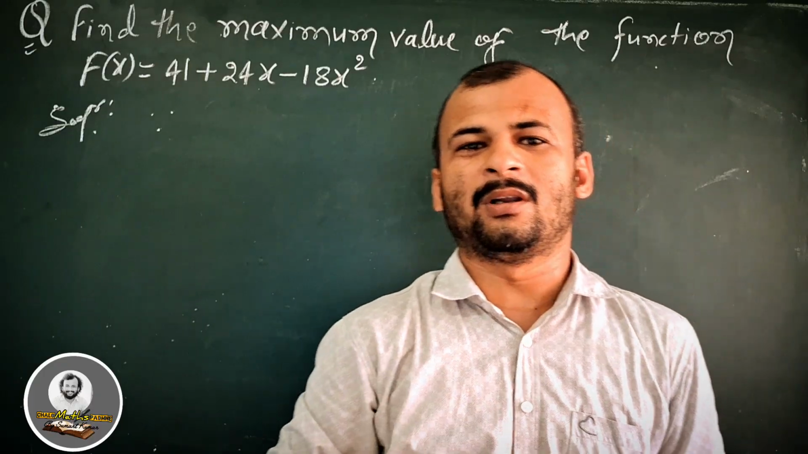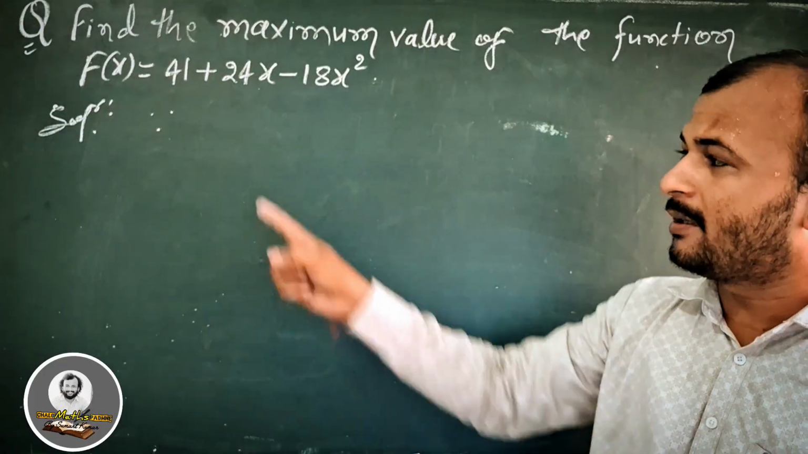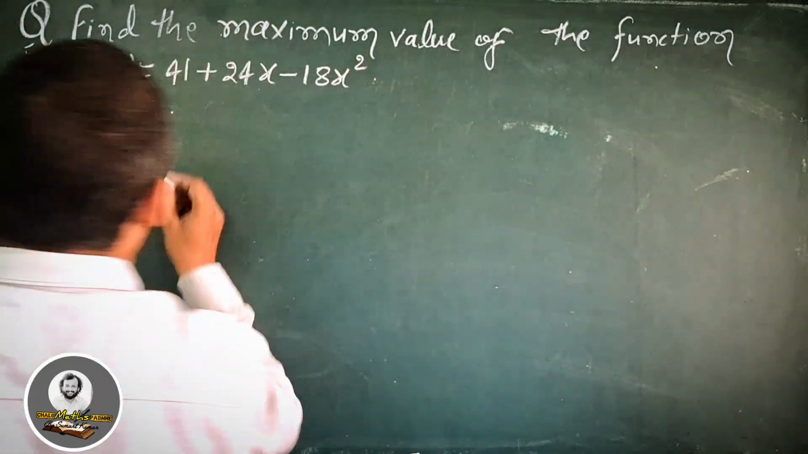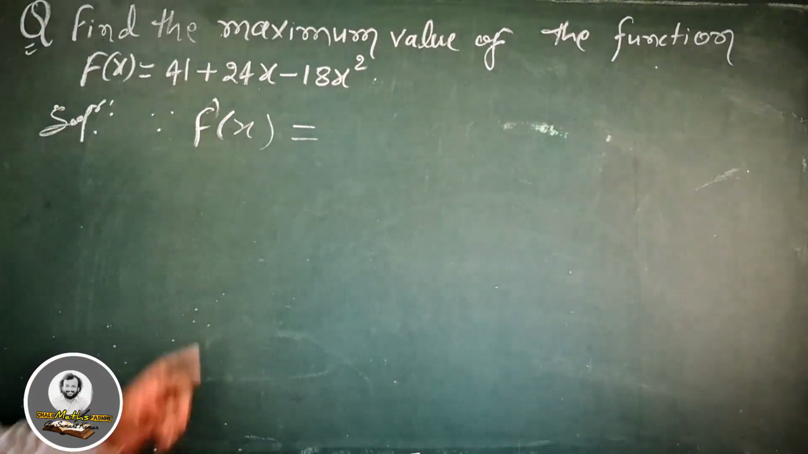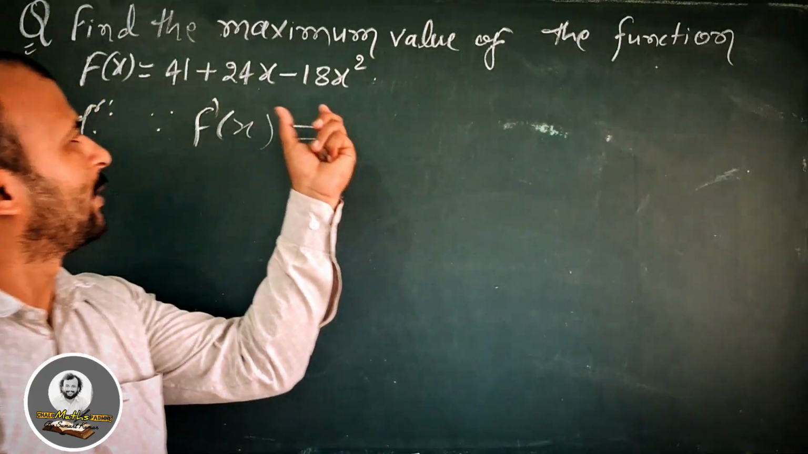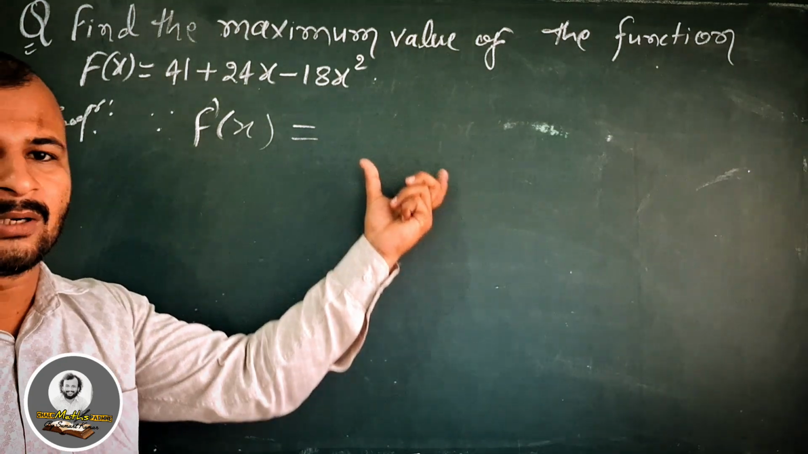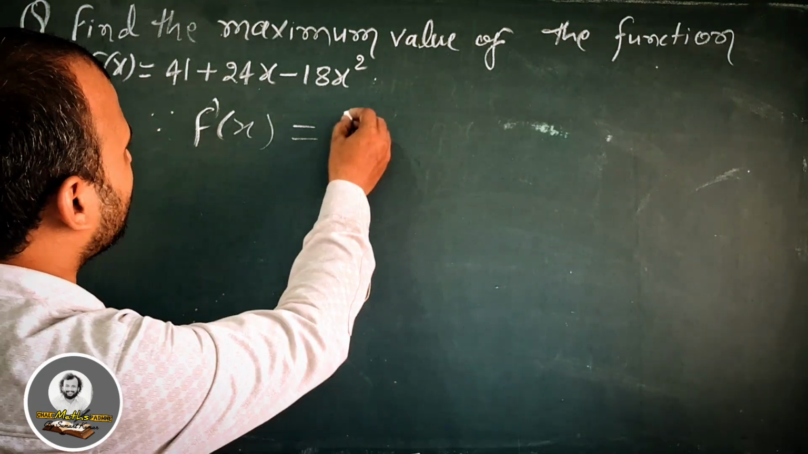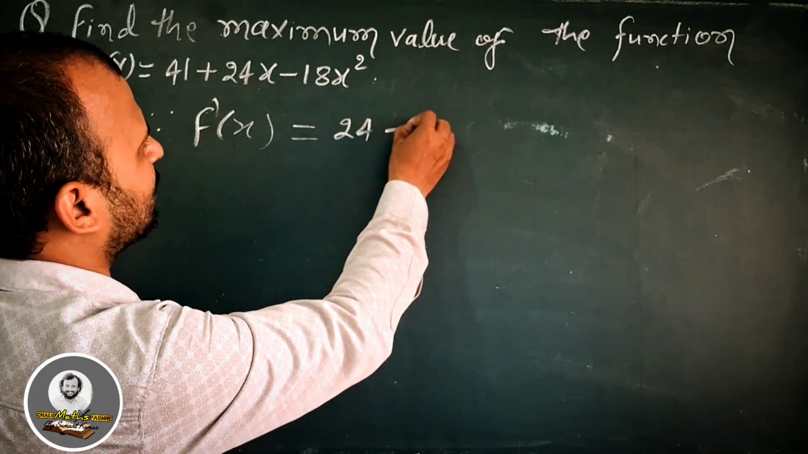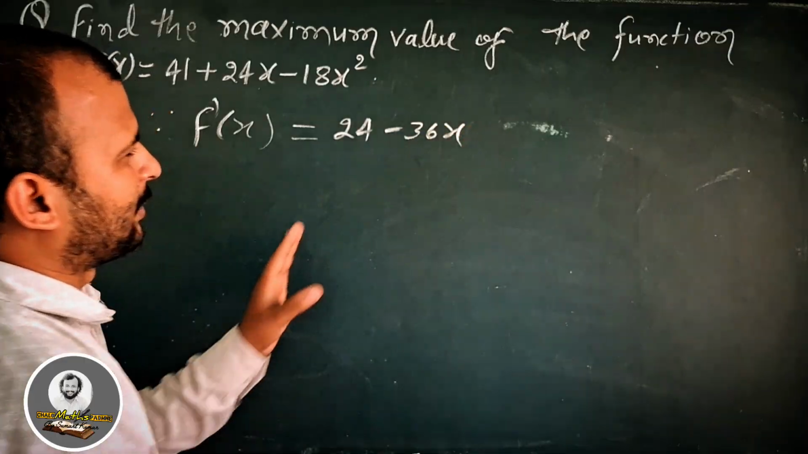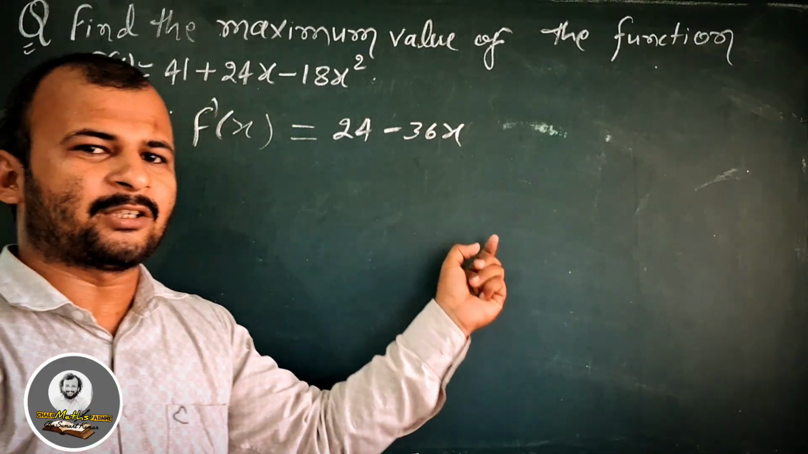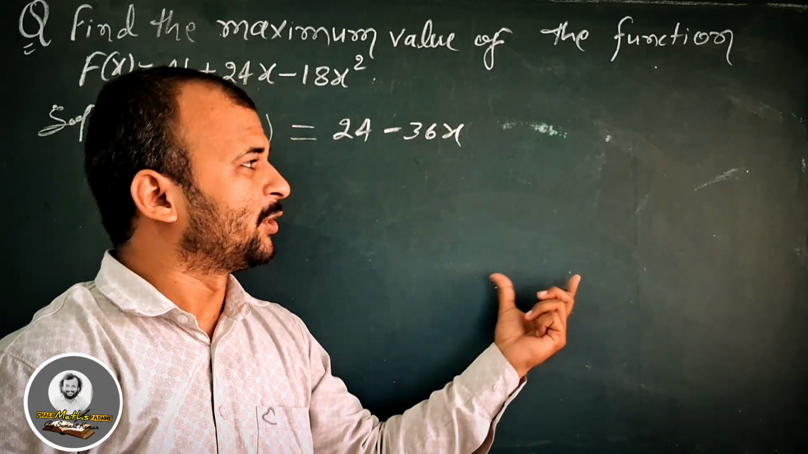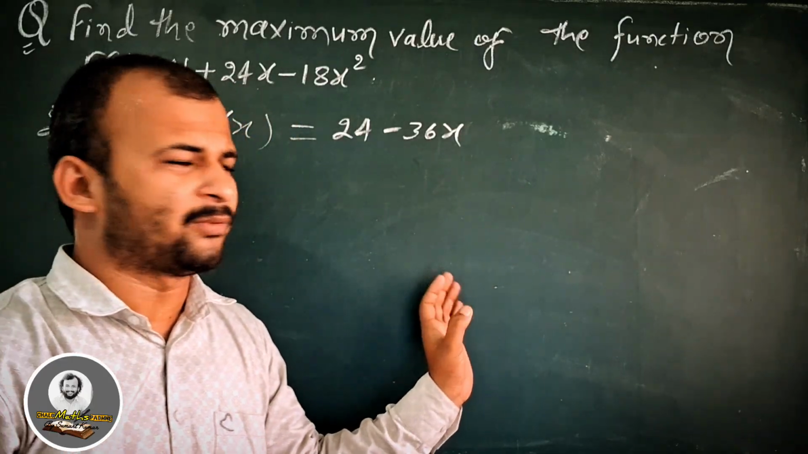First of all, we find its first order derivative f dash x. So first we find f dash x. f dash x is equal to the derivative of 41 plus 24 into x minus 18x square with respect to x, which is equal to 24 minus 36x, right? We have used here the formula: derivative of x to the power n with respect to x equals n into x to the power n minus 1.